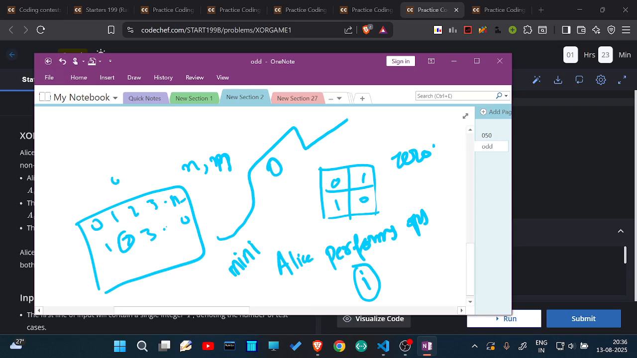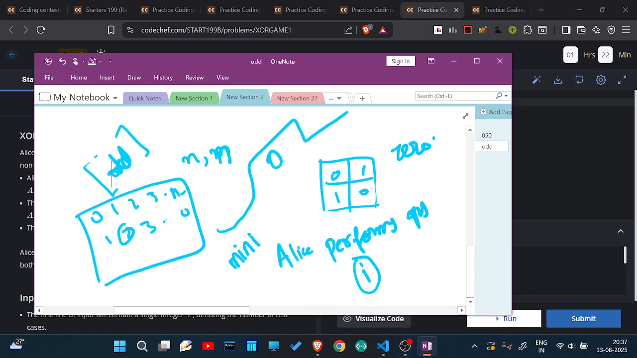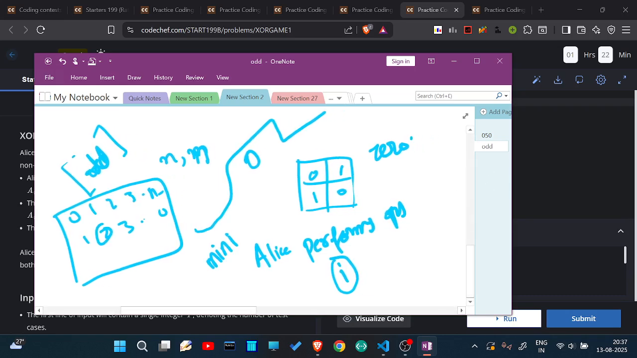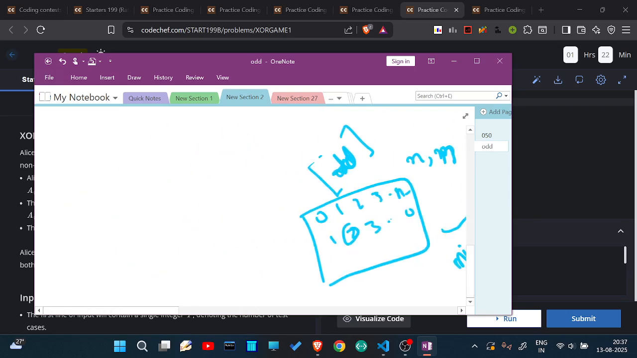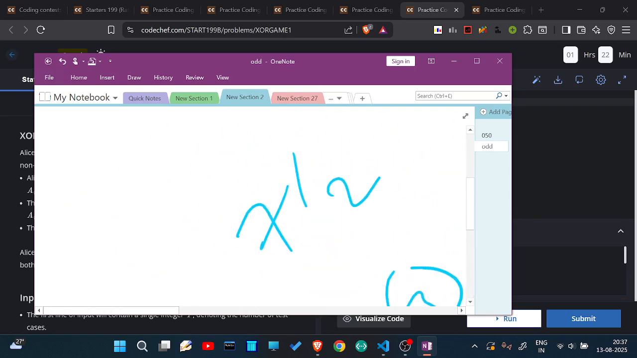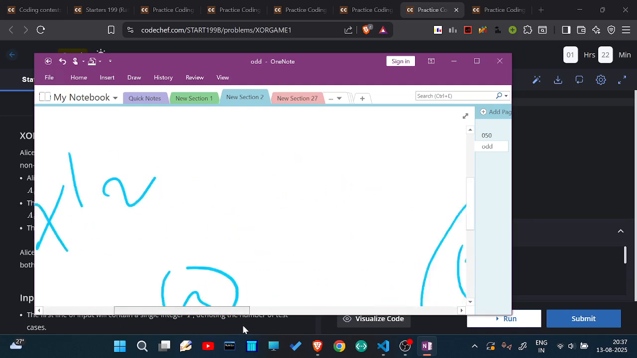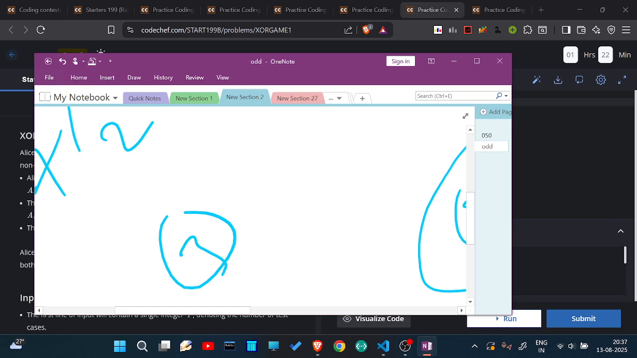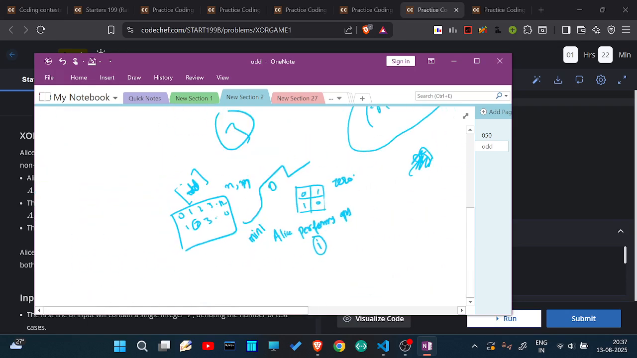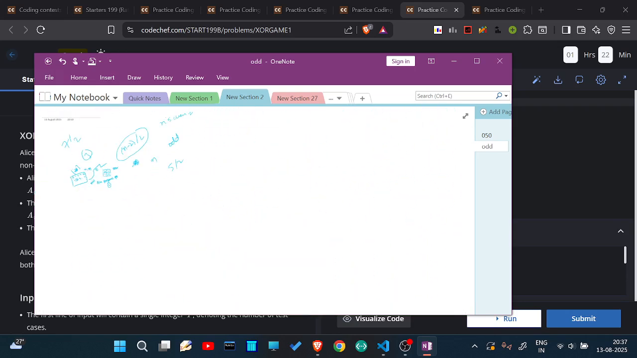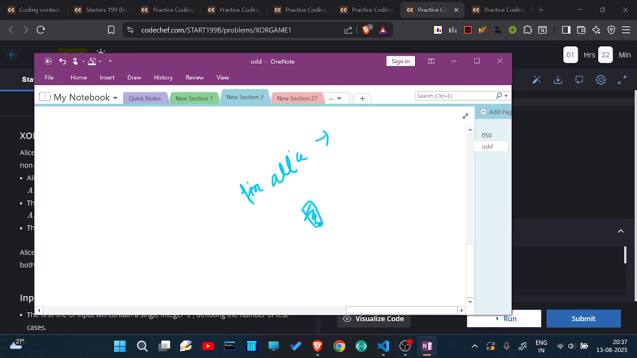Number of numbers having odd count, sum of odd bits. So what is the solution now? The solution is fixed now. Fix Alice's operation and find Bob's. So Alice does this, and what would Bob do now?